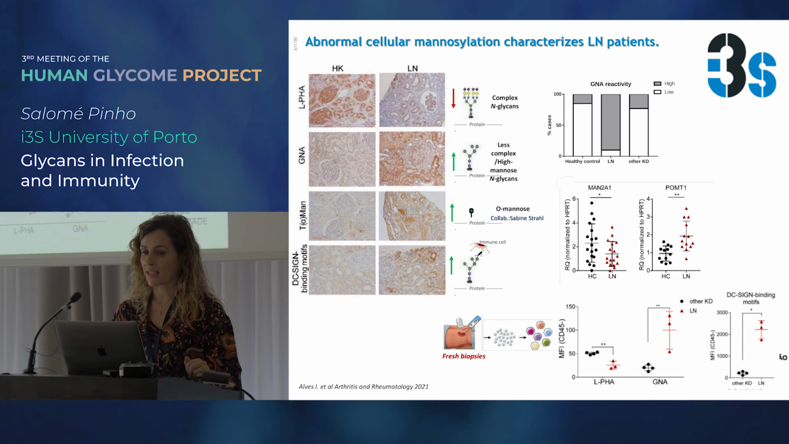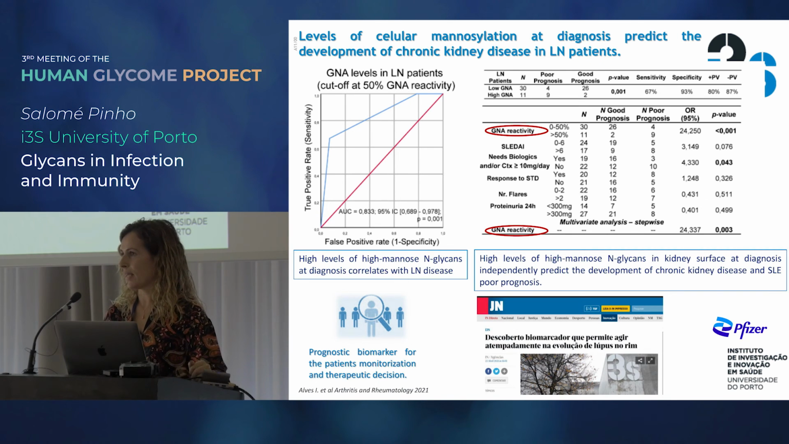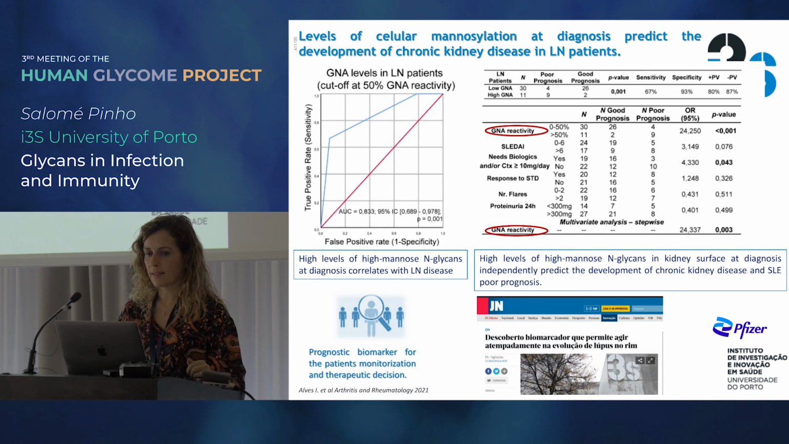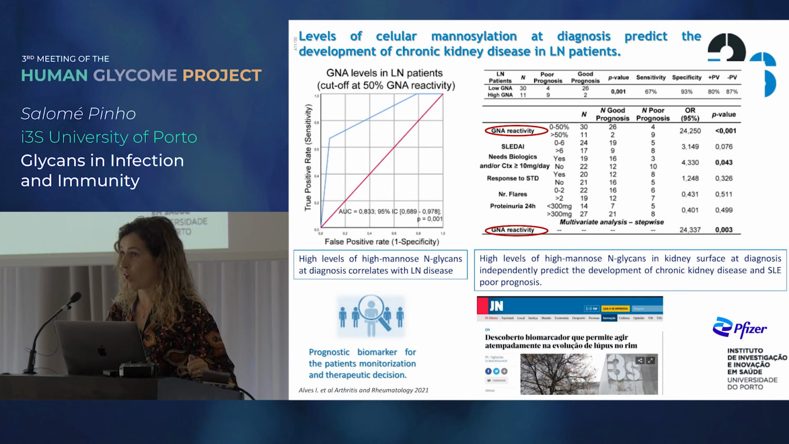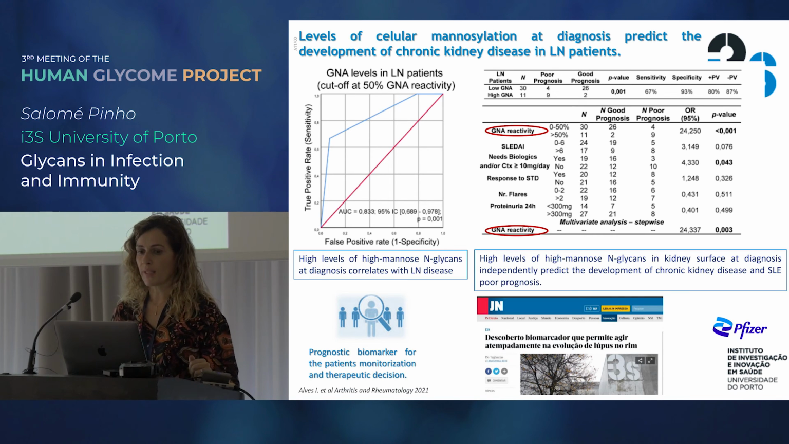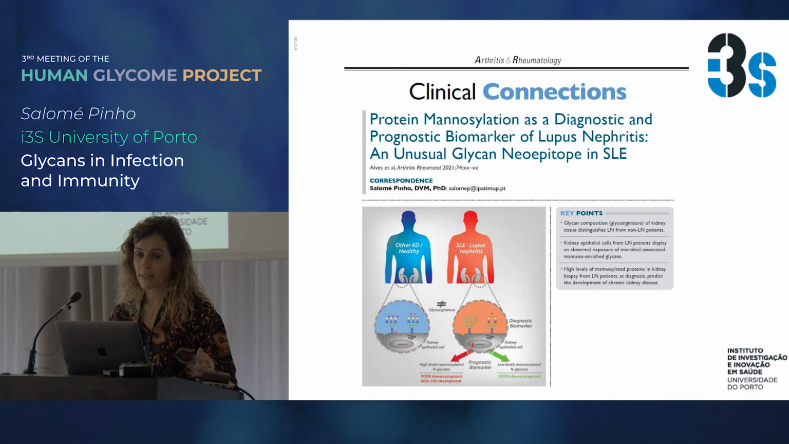And because we found that dissimilarity in terms of glycosignature when we compared lupus patients with normal, we asked the question in terms of clinical applicability as a prognostic marker. And actually, it was very nice to see that the levels of cellular mannosylation assessed by GNA reactivity popped up as an independent glycobiomarker able to predict development of chronic kidney disease, a poor prognosis, with 93% specificity. This caught the attention of the news, was distinguished by the Pfizer Award in Clinical Research, and was published in Arthritis and Rheumatology and selected as a clinical connection issue by the editor.